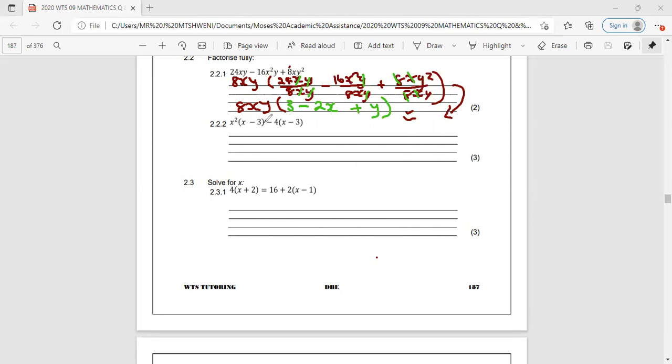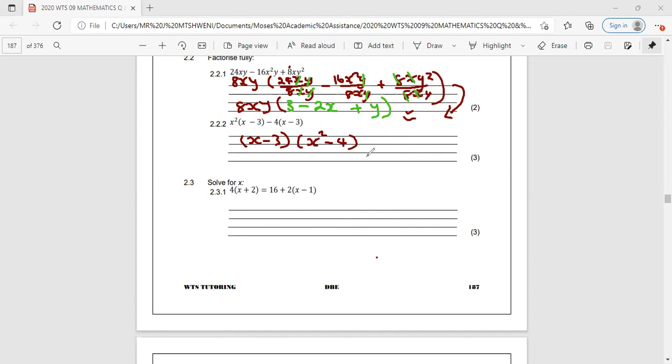X minus 3, x minus 3, whereby we group according to brackets. This one are the same. So we'll take x minus 3, take one bracket here, then we take x minus 4. From here, x squared is possible. X squared minus 4. Now we have to factorize this one because it's x squared minus 4.